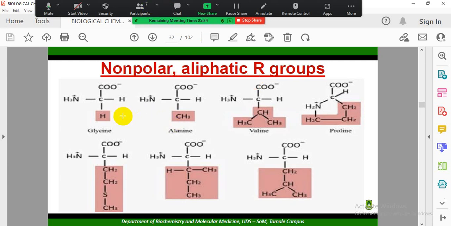So we have hydrocarbon, and it is aliphatic, meaning that it is a straight chain. So if it is a benzene ring, what do we call it?